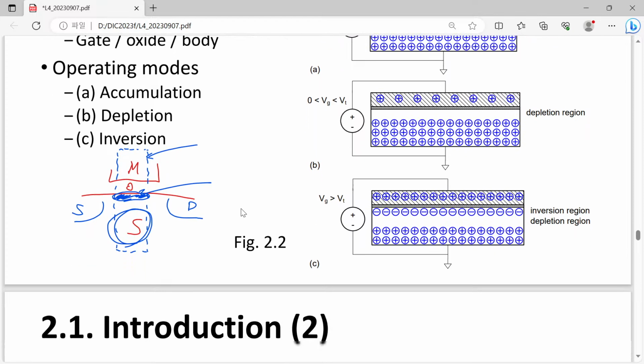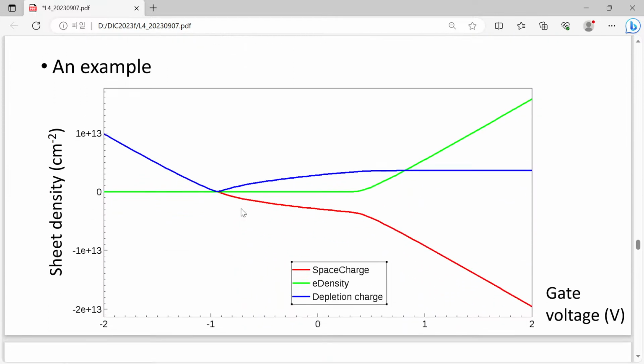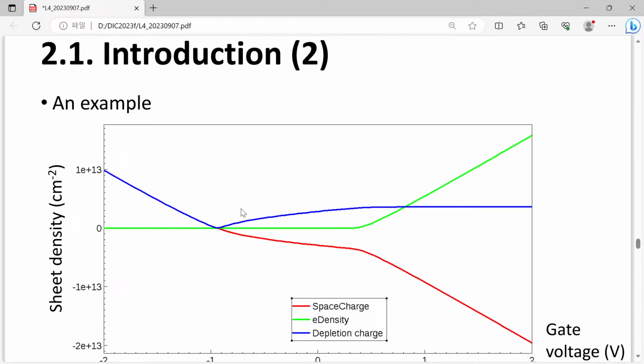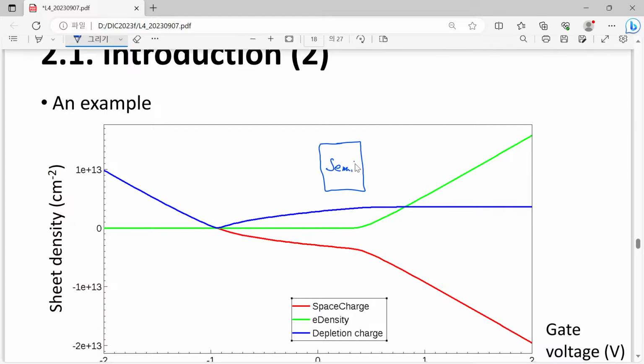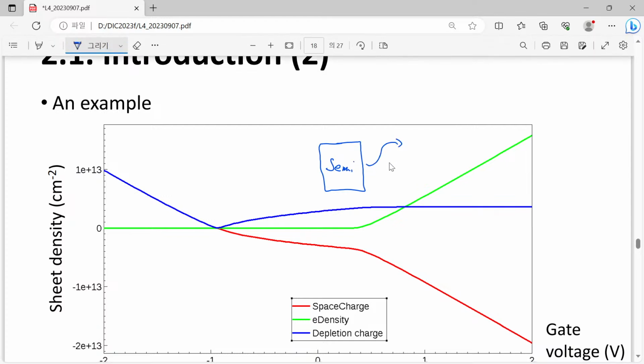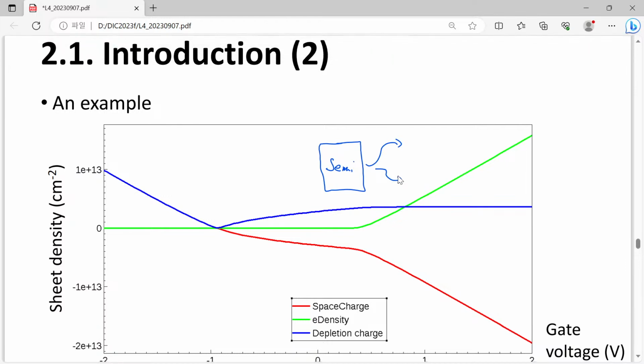As I told you before, maybe you remember the graphs I showed in the very first lecture. This MOS system is good because its silicon part, the semiconductor part, can have two different mechanisms to provide charges. One is electrons, which is quite easy to understand. If we have more electrons, then we have more negative charges.